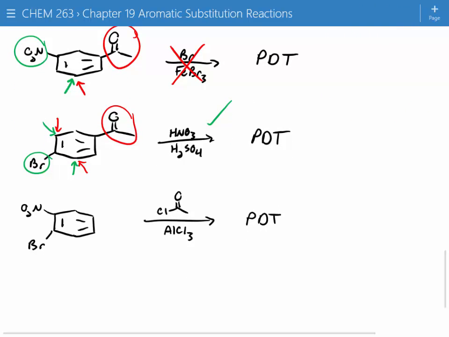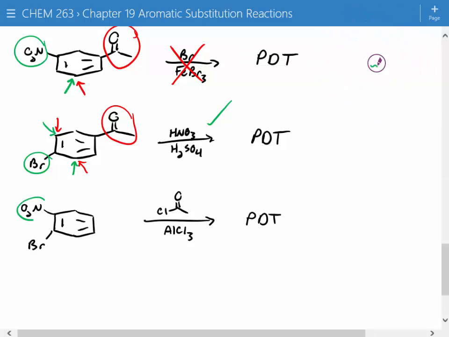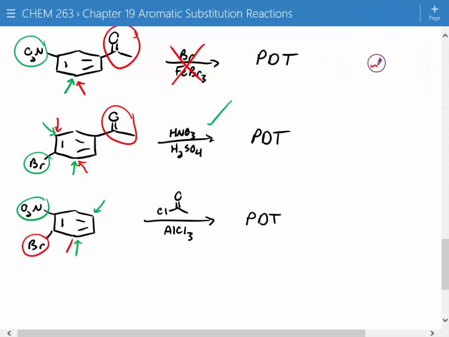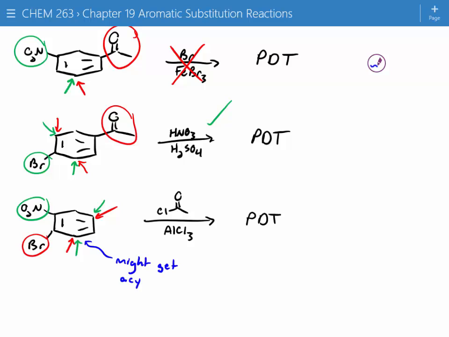All right, so now we've got this nitro group that we said is a meta director. So that can favor here or here. And then we've got a bromine that could be ortho or para. Would this be better or worse? Worse. We might get a mixture, right? So the main problem with this, we might get acylation here.